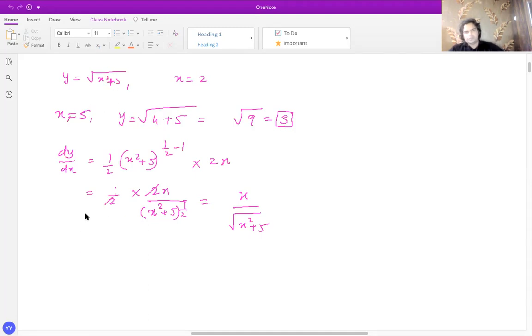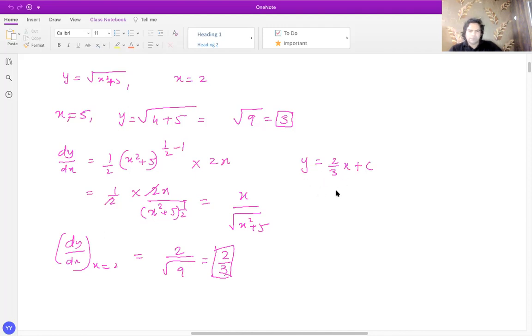And now we're going to plug in this x coordinate here. So dy by dx at x equals 2 is going to be 2 over root of 9, which is 2 over 3 itself. So the slope of tangent is 2 over 3. Now if the slope of tangent is 2 over 3, let's say y equals 2 over 3 x plus c. In case you are comfortable with the other form, y minus y1, which is 3, equals m, that is 2/3, times x minus x1, which is 2.